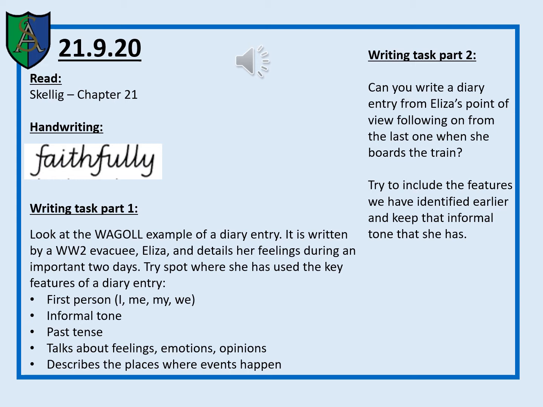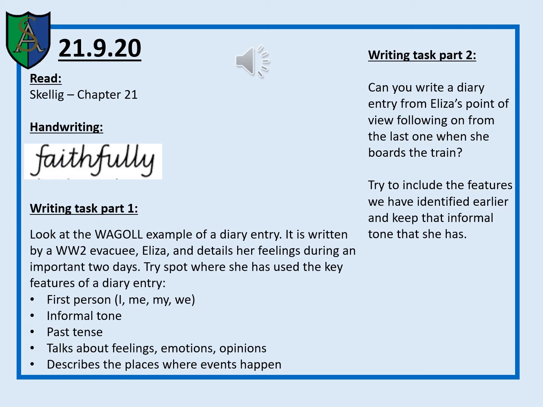In terms of the features of a diary entry, what we're really looking for is that somebody's writing in the first person, because it's you writing it, so it's the first person pronouns, I, me, my and we. It has an informal tone because when somebody writes a diary, they don't intend anybody else to read it, so really you're writing it for yourself. So it has this informal tone, which is in contrast to the formal tone we've been using to write our letters for the last 2 weeks.